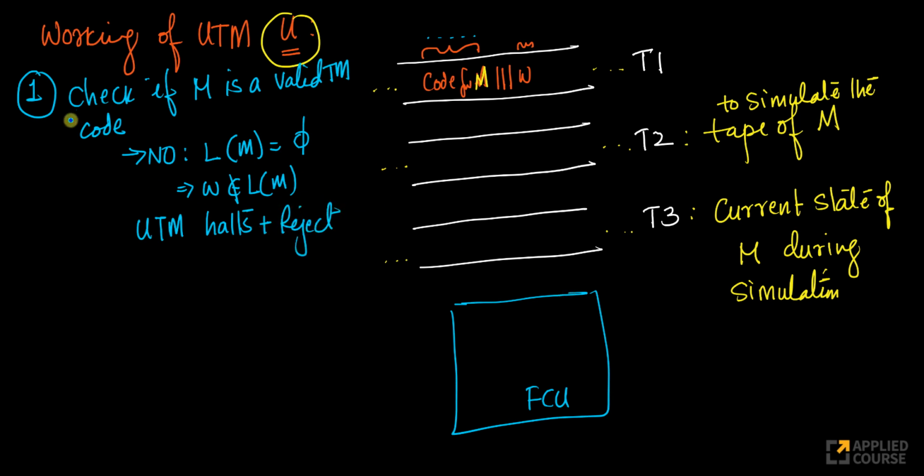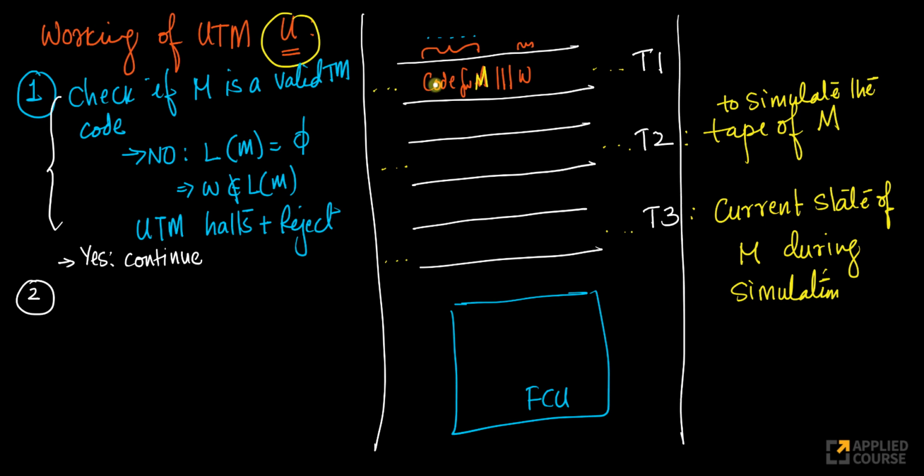First step is to check if M is valid or not. Second step. Okay, let's go to the second step now. Let's assume yes, continue. The second option is yes, it's a valid Turing machine, then continue. To check whether it's a valid Turing machine or not, I can write some simple transitions in the finite control unit of U itself. See, this whole thing is my U. So let me draw the boundary box here. So this whole thing is my universal Turing machine U, including this FCU, the finite control unit, right?